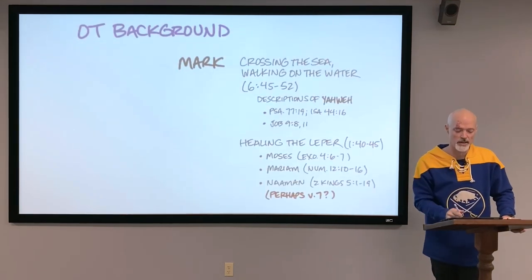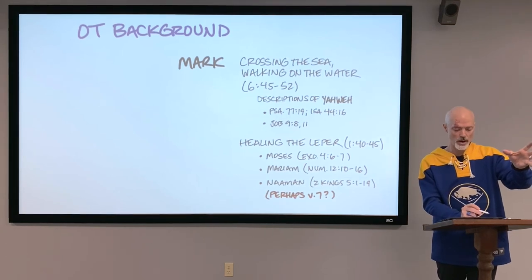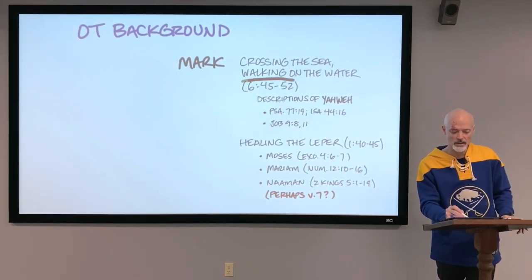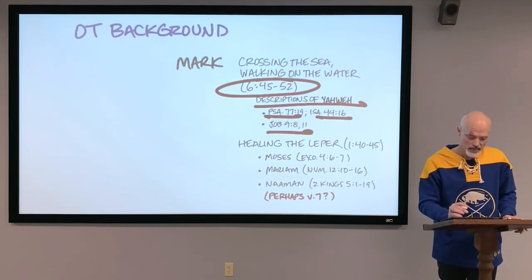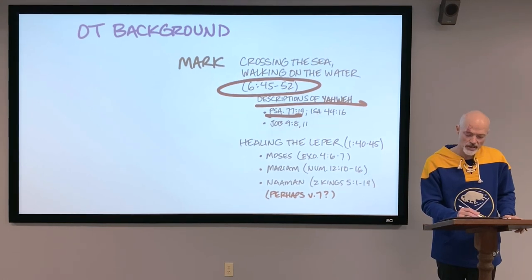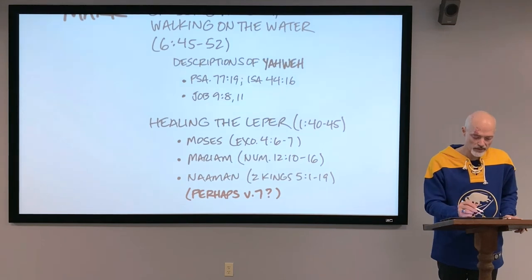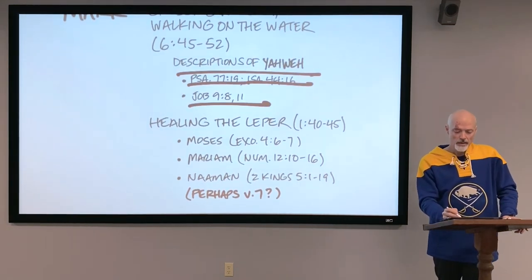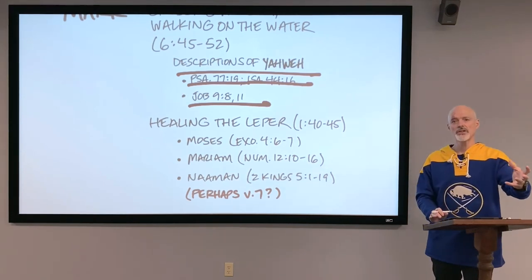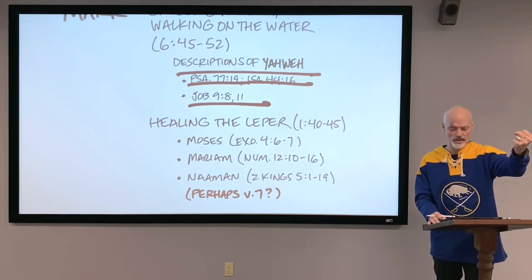Let me just give you this example. When Jesus walks on the water, when he crosses the sea and he's walking on the water in Mark, when you look at some of the language used there, it's the same as we have in the Old Testament, these Old Testament descriptions of the Lord that we have in the Psalms and in the poetic literature, also in Job. It's an identification of the Lord Jesus Christ with Yahweh, the Lord God.